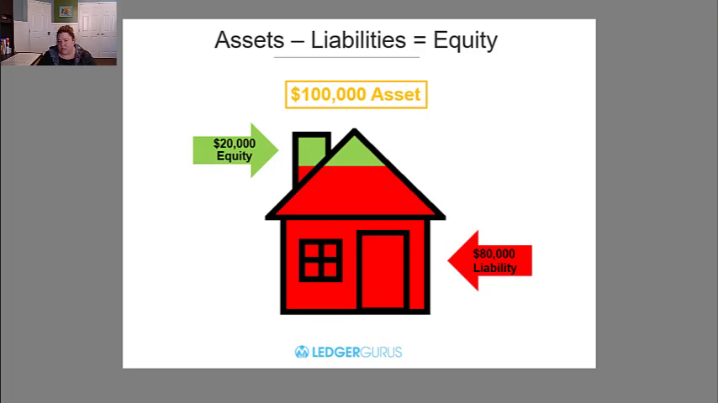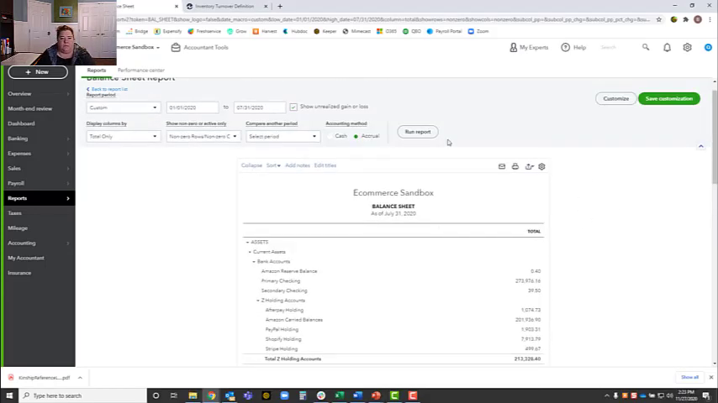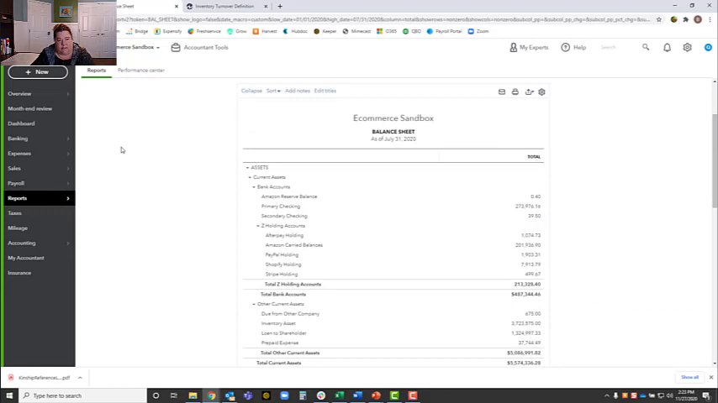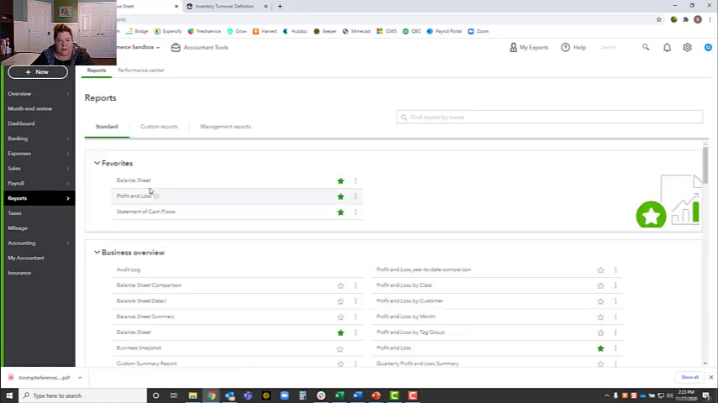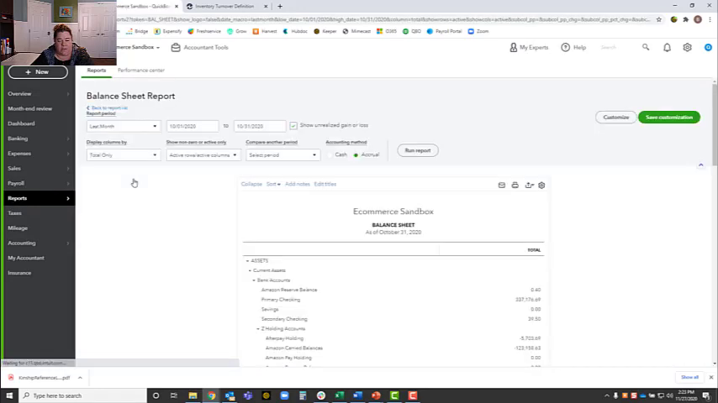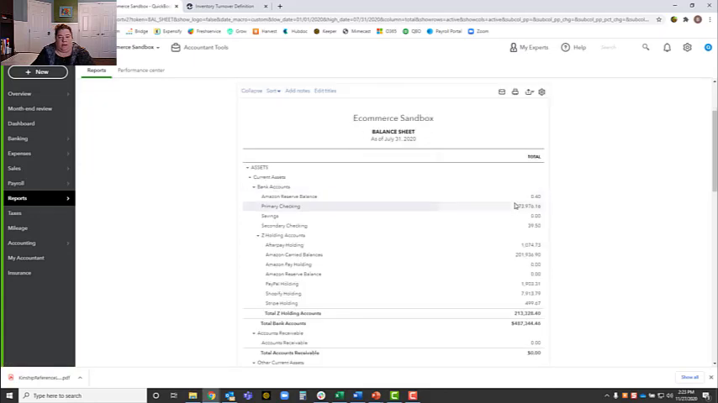Now let me show you what this looks like on an actual balance sheet. This is an example of a balance sheet that we mocked up for you. This came out of QuickBooks. Let me show you first of all how you find your balance sheet. I would come here to reports and say balance sheet. Then I would have to decide the point in time, like we talked about. In this case, I want to look at my balance sheet as of the end of July, and I'm going to run the report based on that.